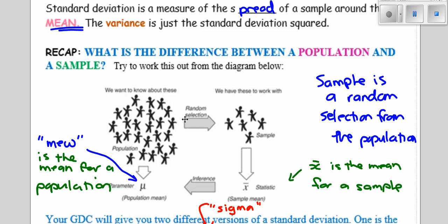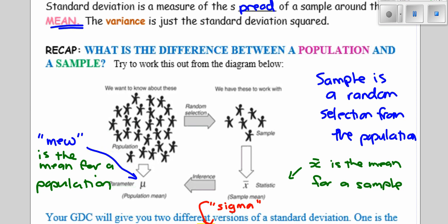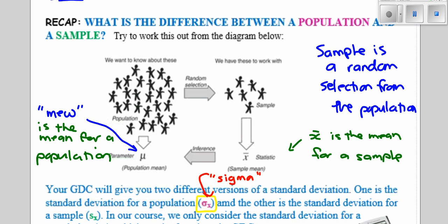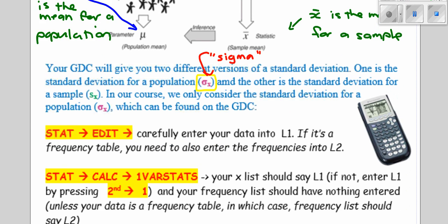So try to visualize this thing. It's the standard deviation for a population that we deal with more in our course. As Lauren keeps informing us, the sample is a random selection from the population. The symbol we use for the mean of a population is mu, and for mean of a sample we go X with a little line on it in terms of these formulas. So your GDC gives you two different standard deviations. It gives you the population one, which is the sigma, and it gives you the sample one, which is the S.